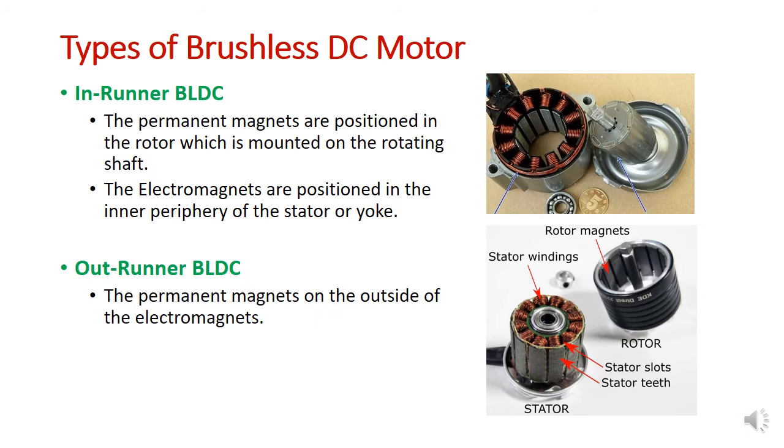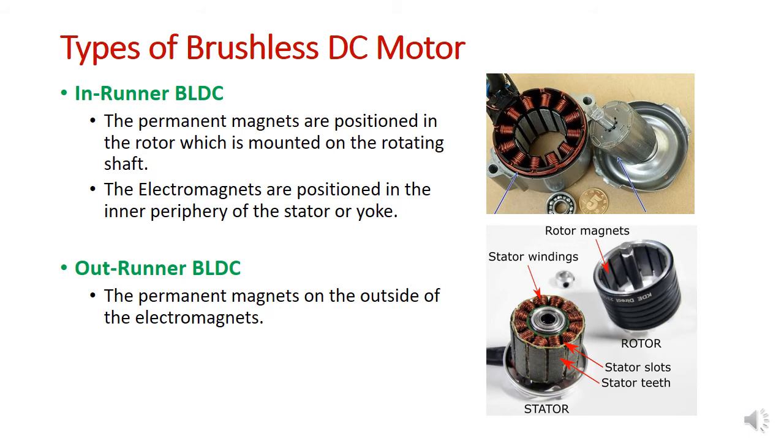And another one is the outrunner brushless DC. In this, the outer part has a permanent magnet and the inner part has the armature winding. But here the rotating part is the outer part. The inner part is going to be stationary and fixed.